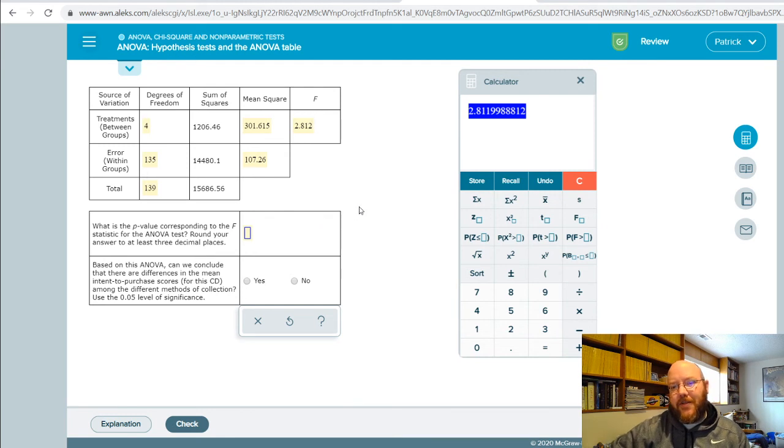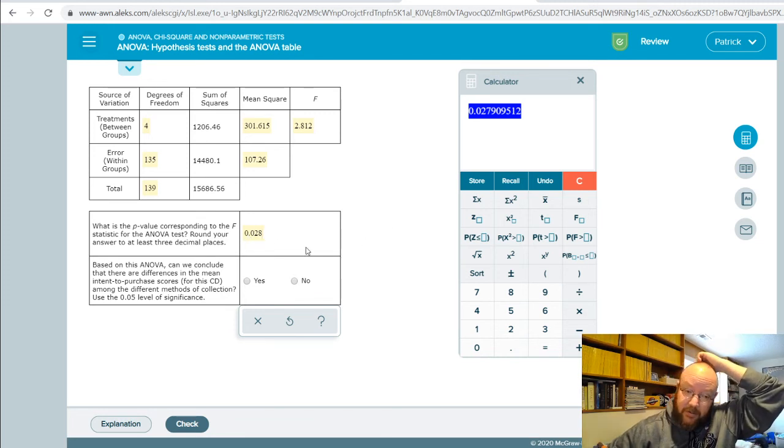Next thing, what's the p-value? So going back to the F distribution problem, if you leave this guy in here, all you have to do is punch this and then put in your degrees of freedom, and of course your degrees of freedom for the denominator on there. Okay, so just using this button right here, and that gives us our p-value, 0.028.